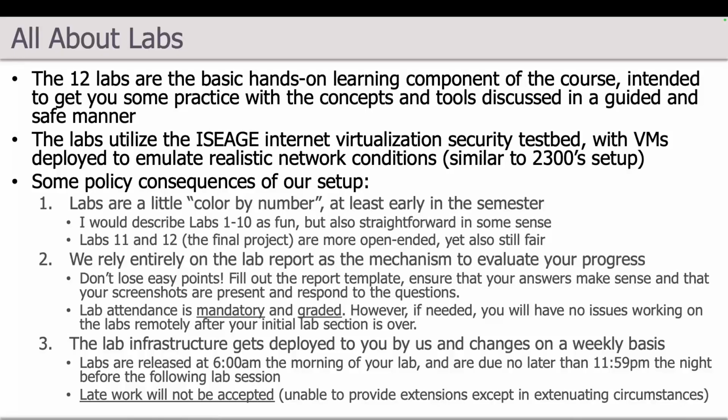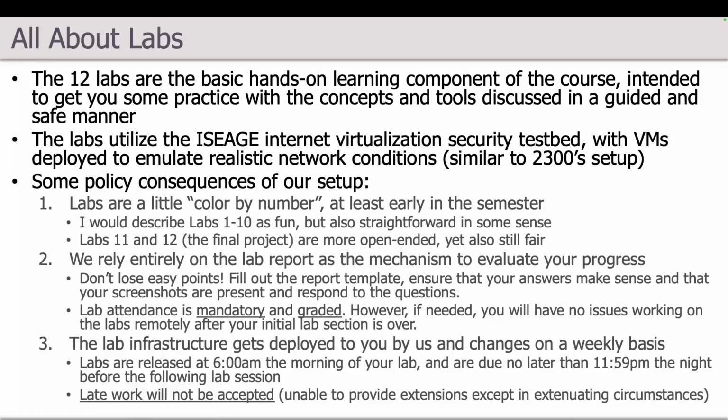In terms of the grading of the labs, we do rely entirely on the lab report as the mechanism to evaluate your progress. And I mentioned your role as being a professional student in this course, and this is where this comes through as well, which is just don't lose so-called easy points. I provide a report template for each lab. Fill out the report template, make sure what you fill out actually made sense, ensure your answers make sense, and that when there's a requirement for screenshots, that they're present, and that you're actually answering the questions that are there. I do feel like you'll be satisfied with your grade in the labs and in this class if you do that this semester. One of our policies is that lab attendance is mandatory and is part of your lab grade.